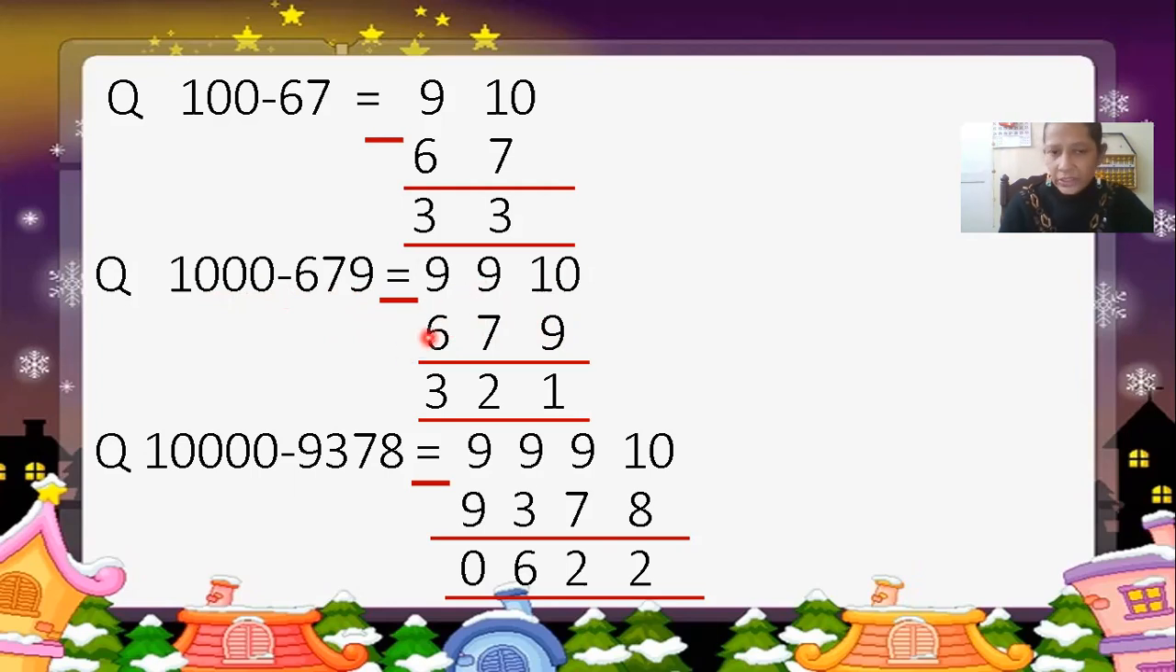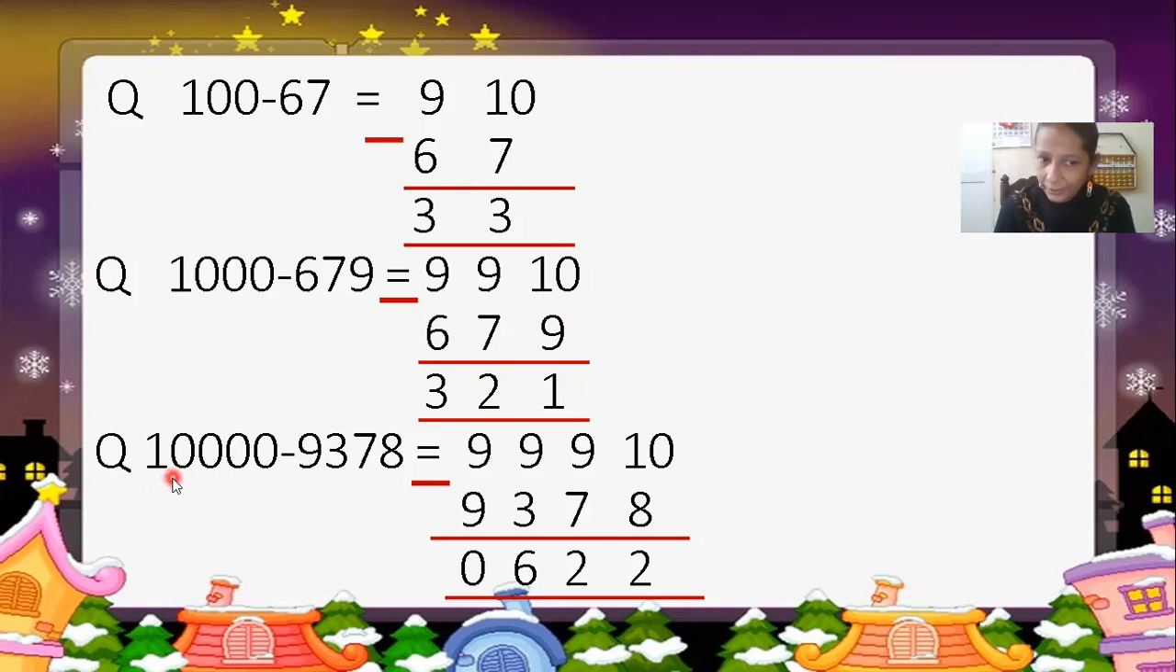So now you have to simply do the subtraction: 9 minus 6 is 3, 9 minus 7 is 2, and 10 minus 9 is 1. See, this has made your work so easy that now you are not required to do any carryovers. And when you do not do any carryover, there is no chance of making any mistakes.